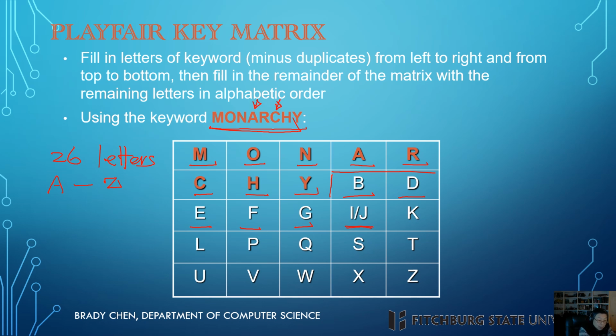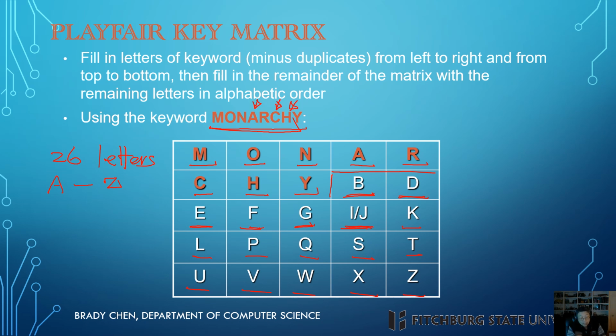So let's continue to fill the matrix. So we have B, D, E, F, G, and H. H is actually in the keyword. So then we fill the I and the J. And then we're going to fill K, L, P, Q, S. Every time we see a letter which appears in the keyword, we skip it. So eventually we completely fill up the matrix. Now that's the Playfair key matrix.